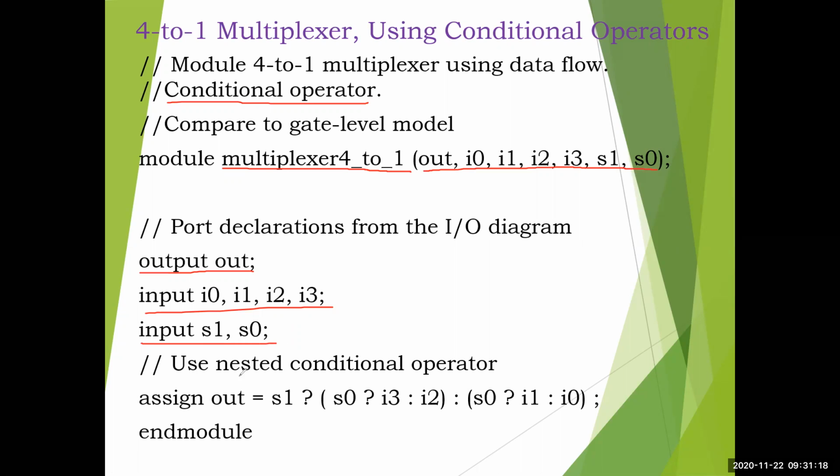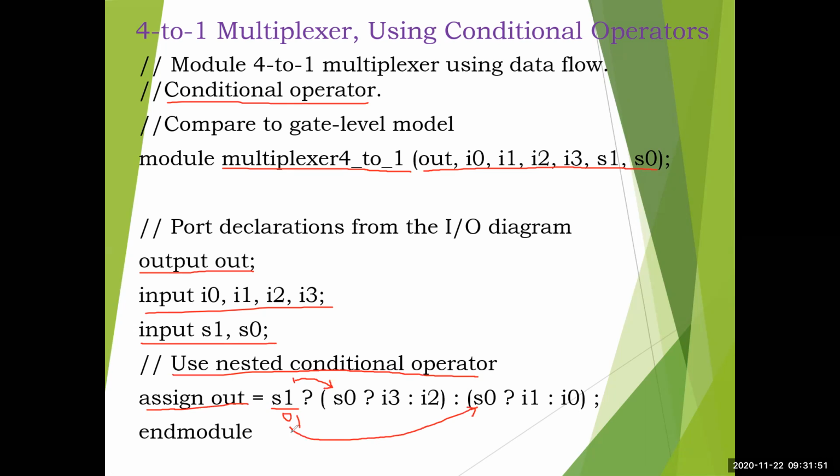Now just the relationship between input and output, we will use the nested conditional operator. See there: assign out equal to S1. Compare with the 2:1 mux design that I did previously. S1 will be checked. Just writing S1 means it will take two values, 0 or 1. 1 means the true expression, so if it is 1, this expression will be evaluated. If it is 0, the false expression will be evaluated.